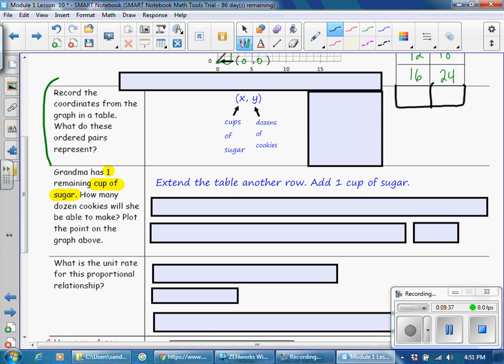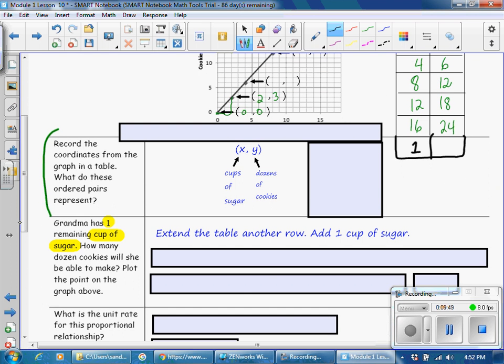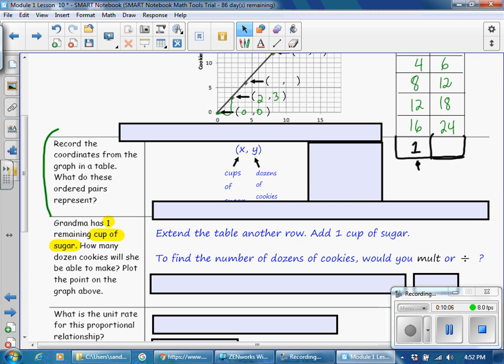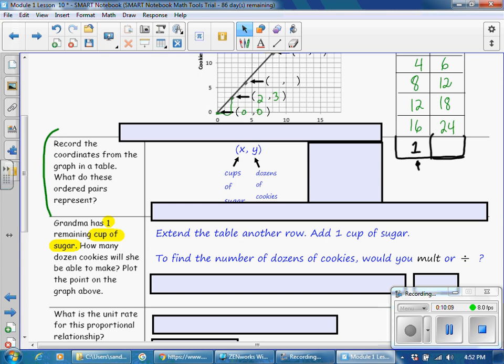Now, which column does the 1 go in? Correct, it goes in the cups of sugar. And then you need to figure out how many cookies she can make. In order to do that, you're actually calculating the unit rate because you want to know how many dozen for 1 cup of sugar, and that is by definition the unit rate. So you take any ordered pair to calculate that. To find the number of dozen of cookies, would you multiply or divide?